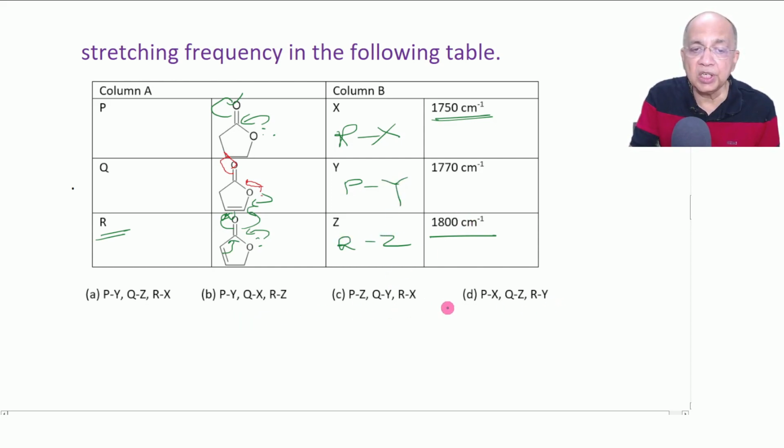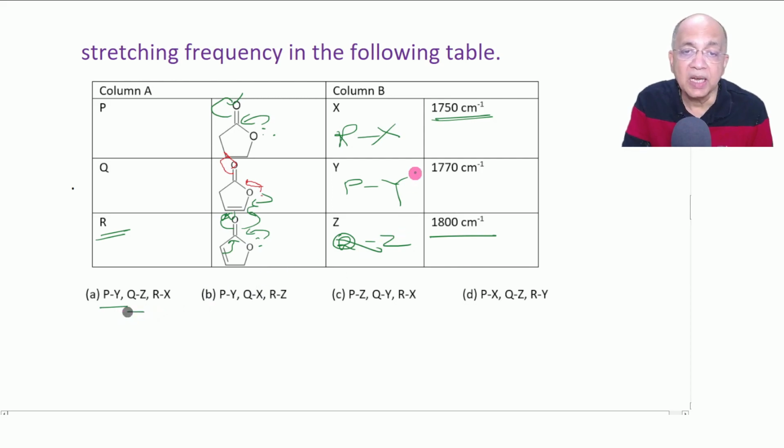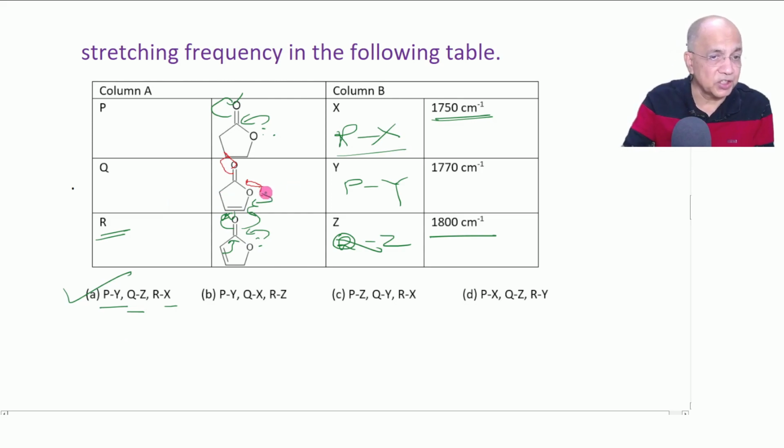So out of all these, you find P is connected to Y, Q is connected to Z, and R is connected to S. So this is the correct answer. There is less resonance here because of the added resonance on the opposite side. There is a double resonance here to the same side to make it more single bond character, and this will be less single bond character, more double bond character. This will be the control where there is normal conjugation.